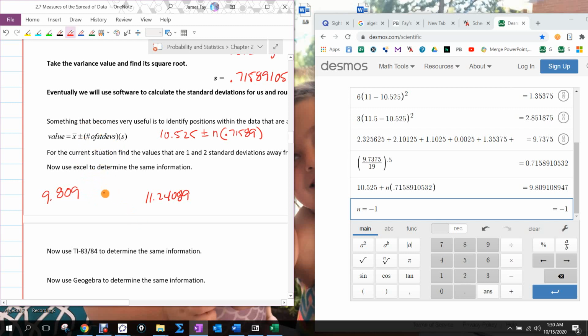And now remember my mean was in between there. My mean was 10.525. This would be plus one standard deviation. This would be minus one standard deviation. If I want to go plus two standard deviations, I just make this N value 2, and I get 11.95. And if I wanted to go minus 2, we can do that, which would be 9.09, two standard deviations to the left of the mean.